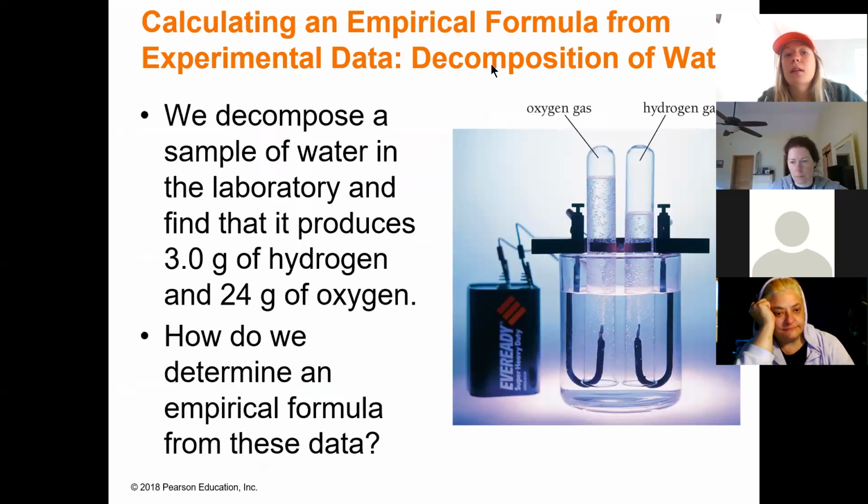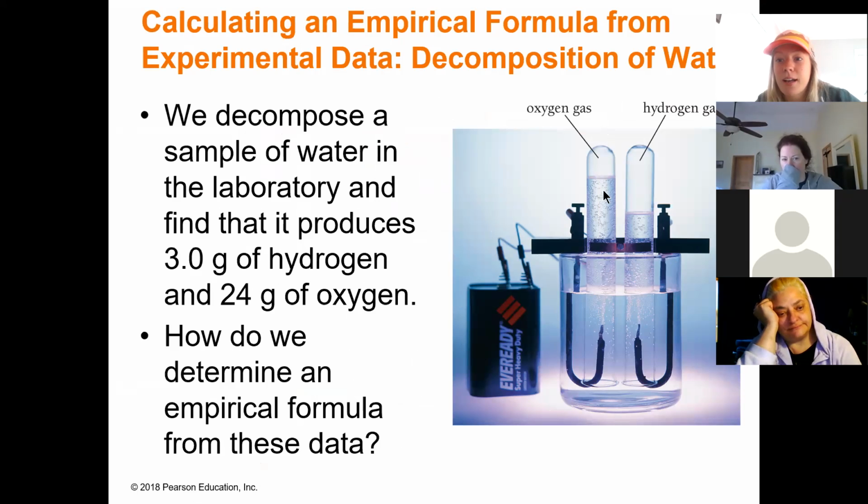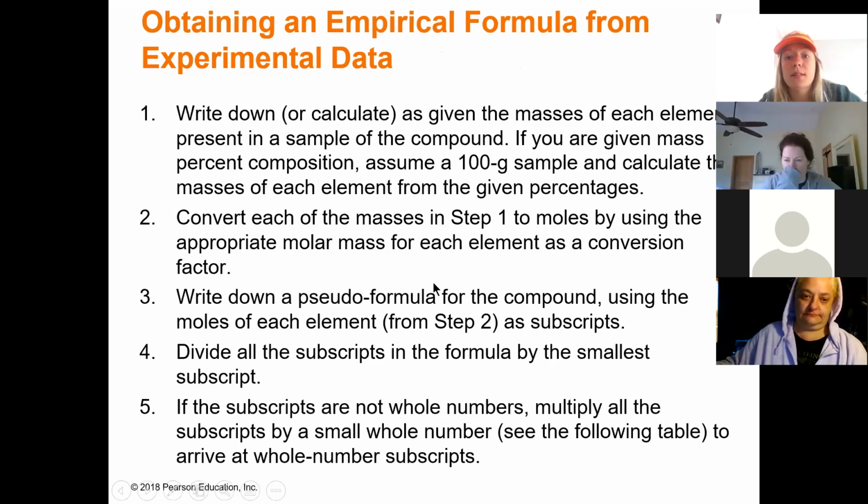So if you're given some experimental data, like say we're decomposing water, and we started off with a certain amount of water, and when I decompose it, I get 24 grams of oxygen and I get 3 grams of hydrogen. And I want to determine its empirical formula. Well, you know what the empirical formula for water is, right? H2O, but we're going to prove that. If I have the values for the individual amounts, I can go through this process to work back to an empirical formula. And these are the steps.